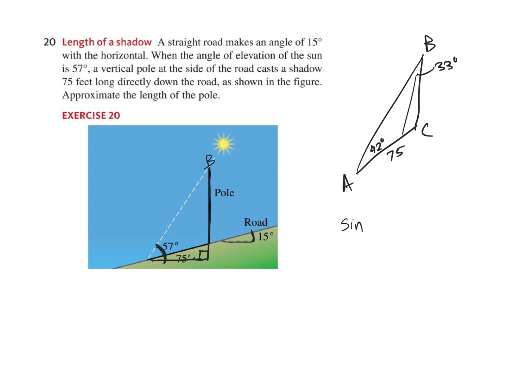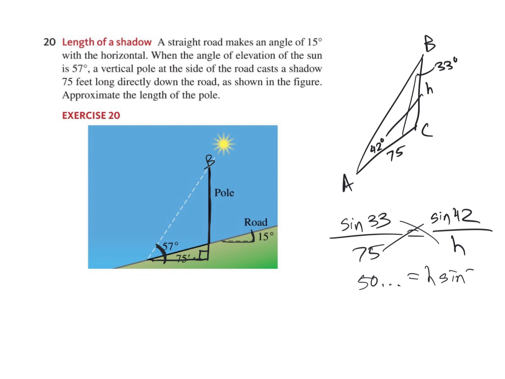So the sine of 33 is to 75 as, and we're trying to get the height of the pole, the sine of 42 is to the height of the pole. So 75 times the sine of 42 gives me 50 point something, and h times the sine of 33. So we're going to divide that answer by the sine of 33, sorry. And we get the height of the pole is 92.1 feet. And that's the answer.